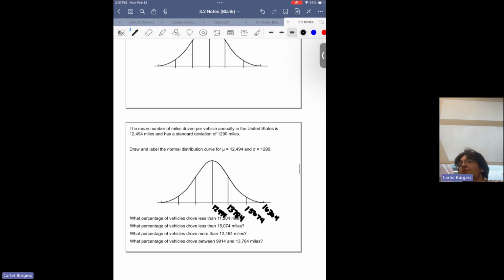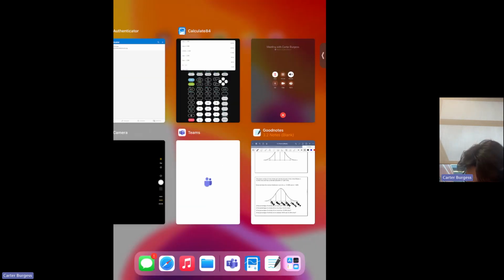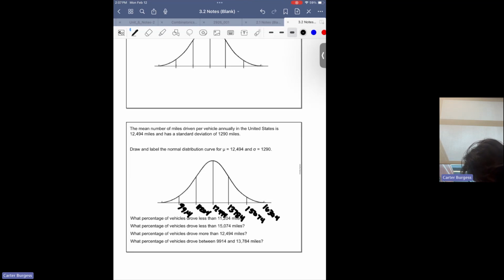And likewise, to the left, rather than adding, we're going to subtract. So this should be 11,204, and then 9,914, and then 8,624. Right, but again, just think this is mu, and then we are moving out 1 standard deviation, 2 standard deviations, 3 standard deviations, moving back 1, back 2, back 3.